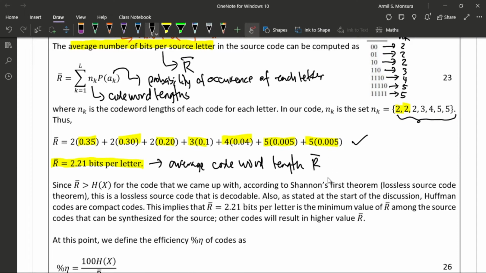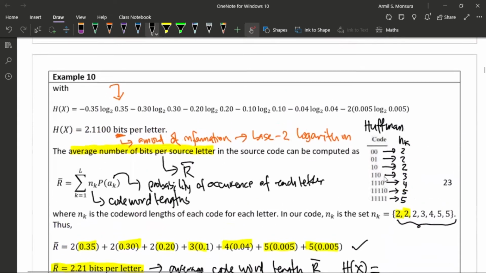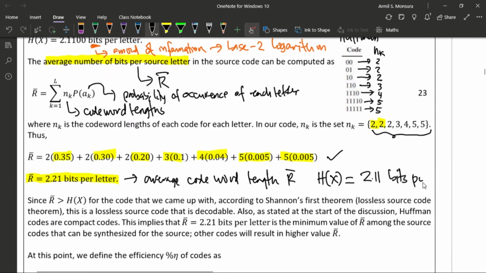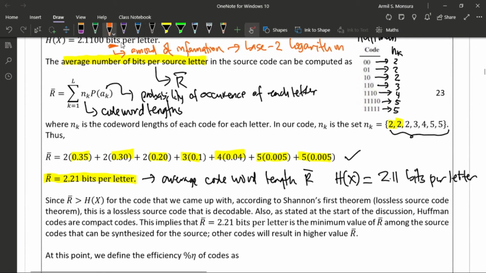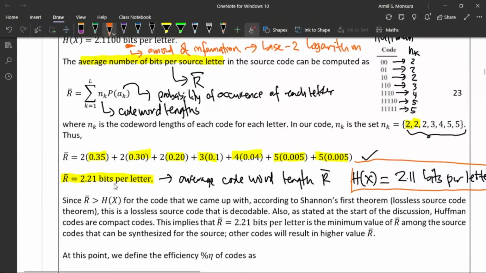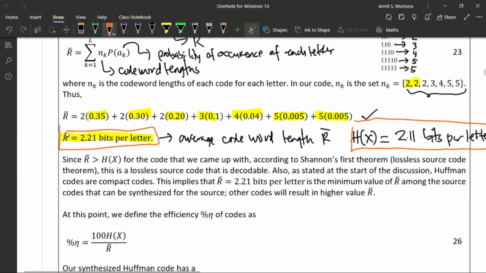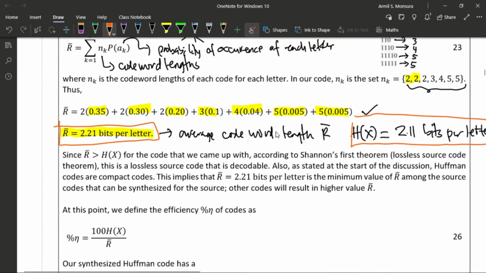Okay, so ayon. Again, alalahanin lang natin ulit that the entropy of our source is 2.11 bits per letter. This is our entropy, ito yung entropy natin. Tapos ito yung ating average code word length. Now, what can we say about the relationship of the two? We observe that R bar is greater than the entropy.